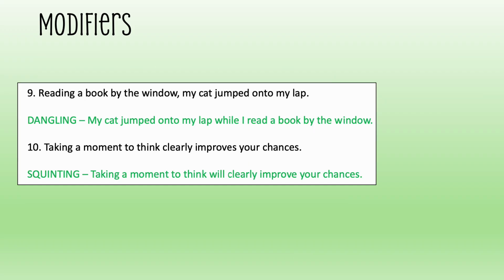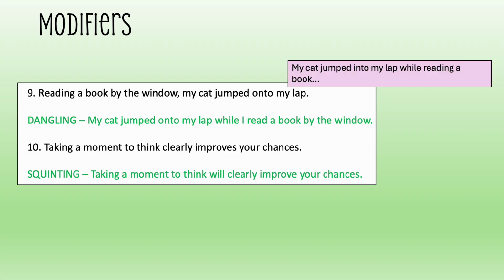We'll look at a few more examples. "Reading a book by the window, my cat jumped onto my lap." That is another dangling modifier because the subject is missing. The person who's actually doing the reading is not in the sentence. Some of you wrote, "My cat jumped into my lap while reading a book." But this says the cat was reading a book. The I is still missing, so we need to add the subject.